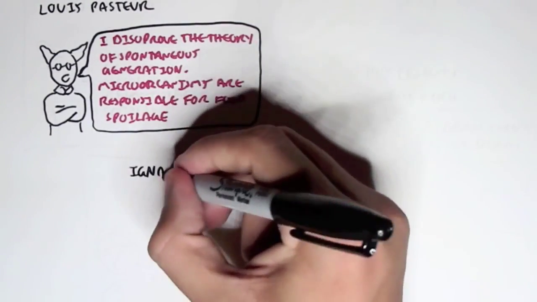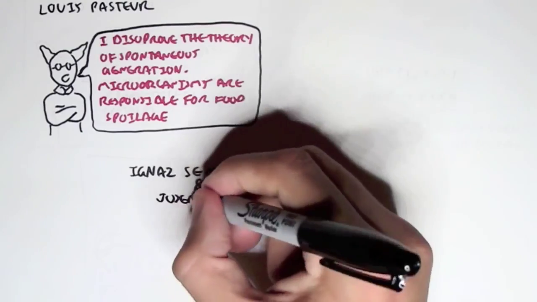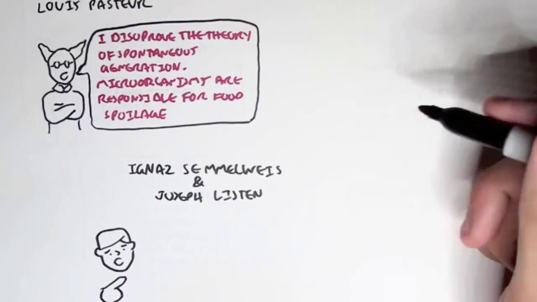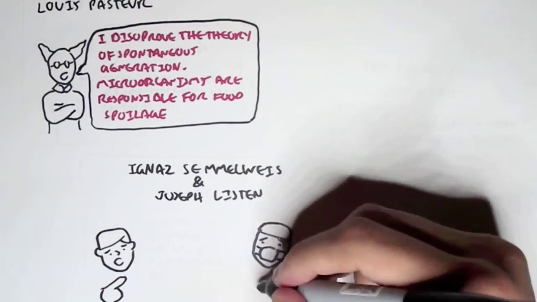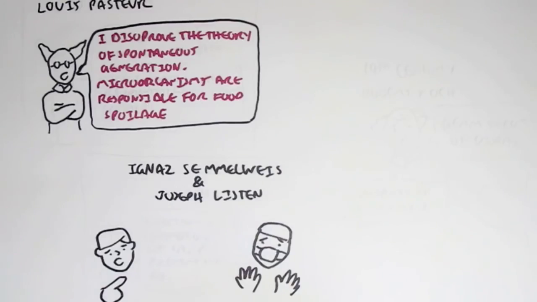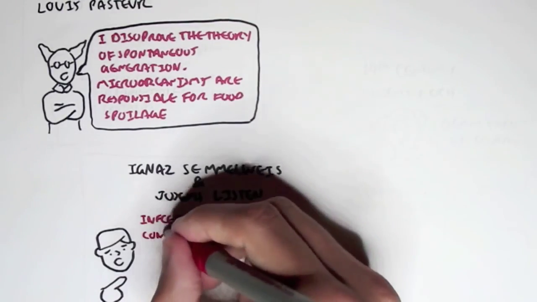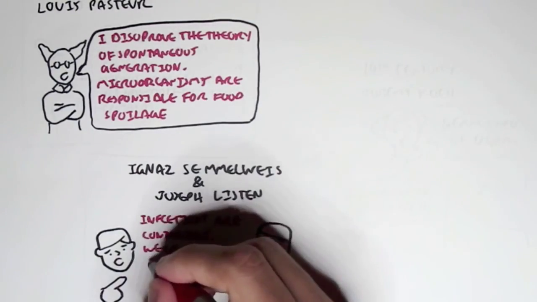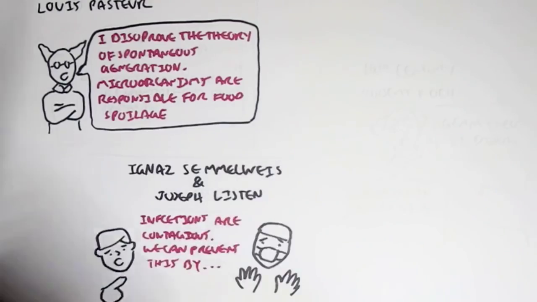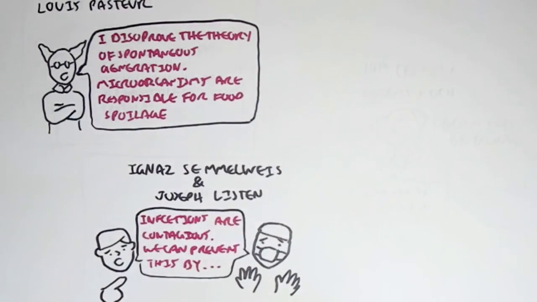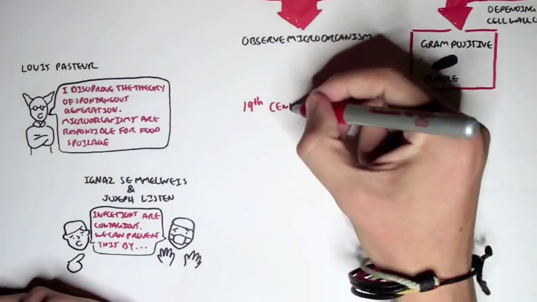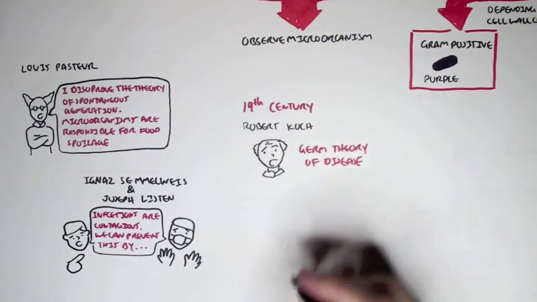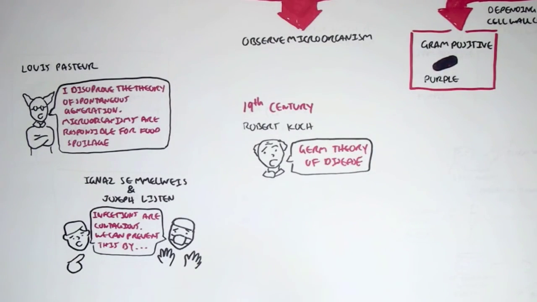And then there are two other men, from different countries, from different fields. One was by the name of Ignaz Semmelweis, and the other one is Joseph Lister, who was actually a surgeon or doctor. Essentially what they said is that infections are contagious, which was quite obvious, and they proposed ways of preventing these contagious infections. There are some really interesting stories behind these people. And then in the 19th century, there was a really important man by the name of Robert Koch, and he proposed the germ theory of disease.